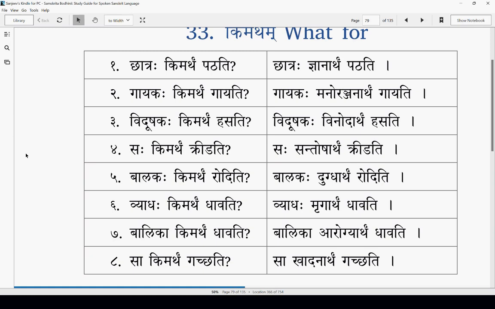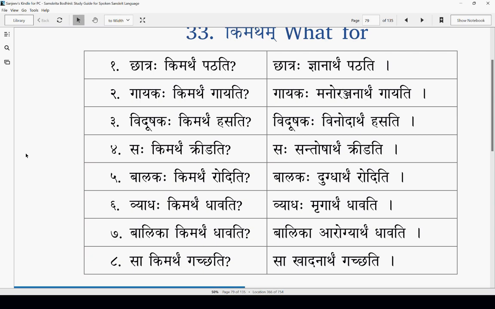Yeah, okay. So now the other side we have this Jnana. Mrigartham: Mriga means animal, or it could also mean deer. So Chhatra Jnanartham Patati, for the purpose of Jnana. So Jnana and Artha together we are making it one word. Manoranjanartham, for entertainment, to please the mind. Vidushakaha, who is Vidushakaha? Like a comedian, jester, joker. Vidushakaha vinodartham hasati. Saha santoshartham, for the purpose of happiness.